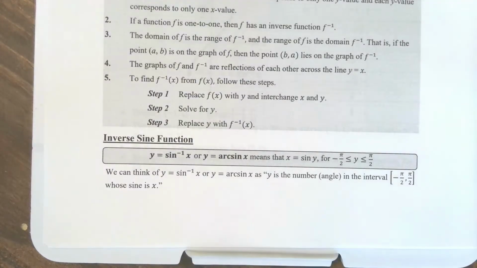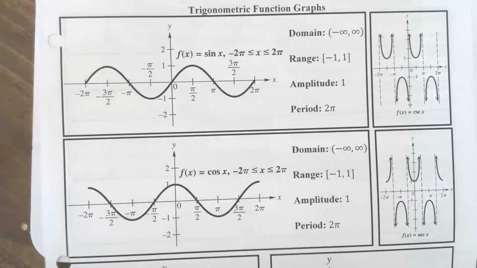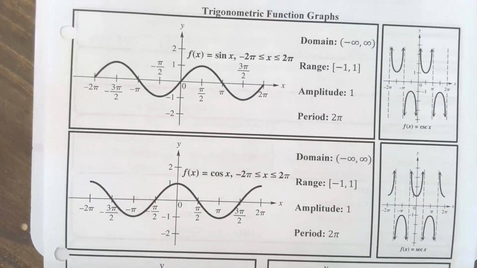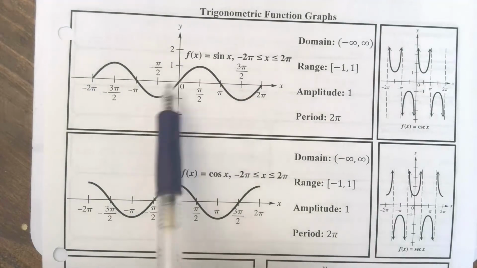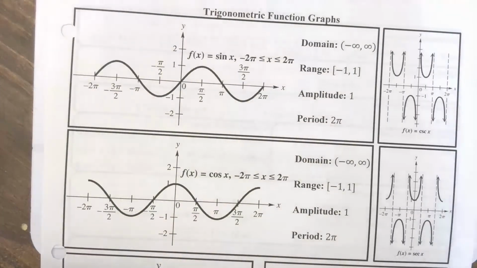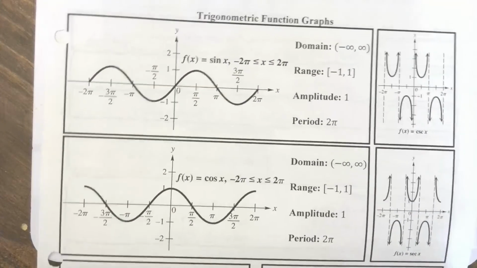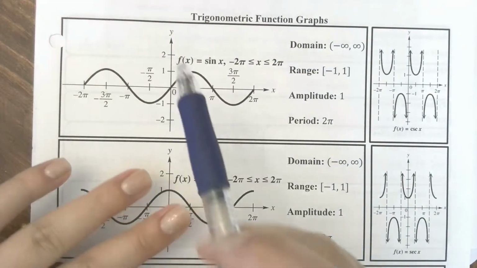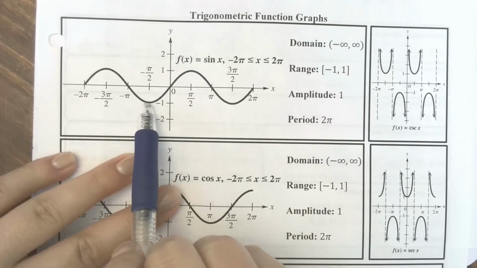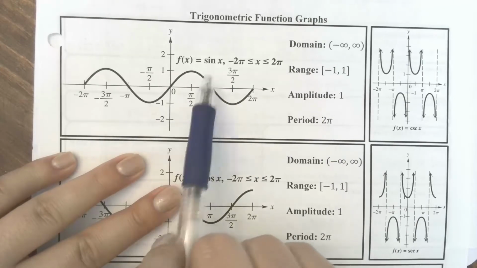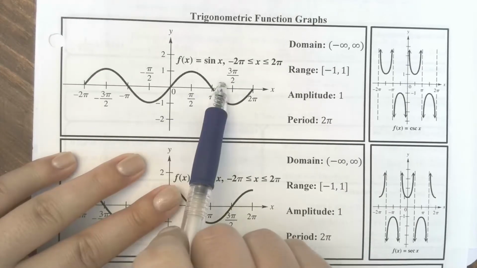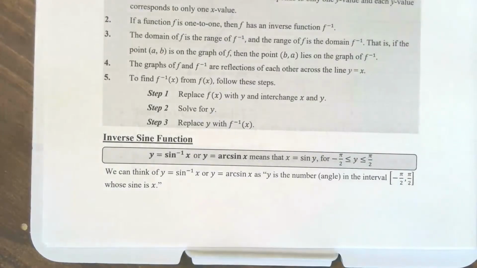If we look at a sine function, remember, for it to have an inverse, it has to pass the horizontal line test. Because sine repeats itself, we have to cut it into an interval in order to have a one-to-one function. Sine is one-to-one between negative pi over 2 and pi over 2. If we went from 0 to pi, we wouldn't pass the horizontal line test, so we have to go from negative pi over 2 to pi over 2.